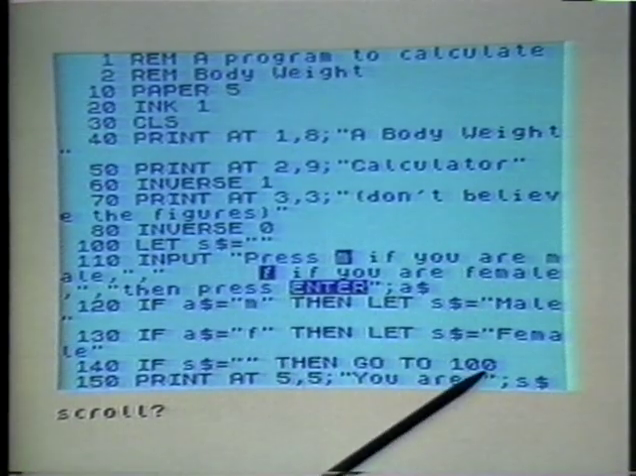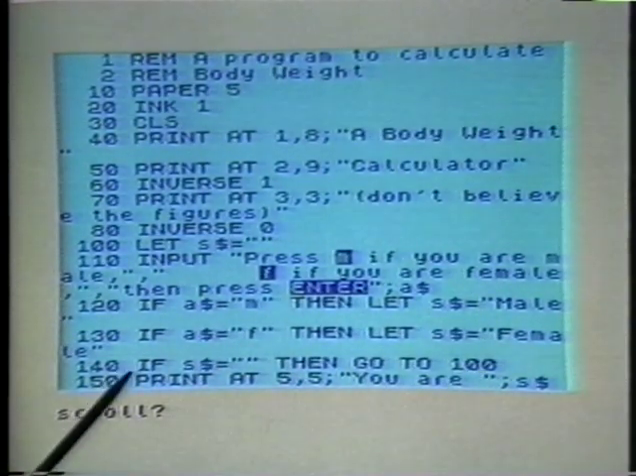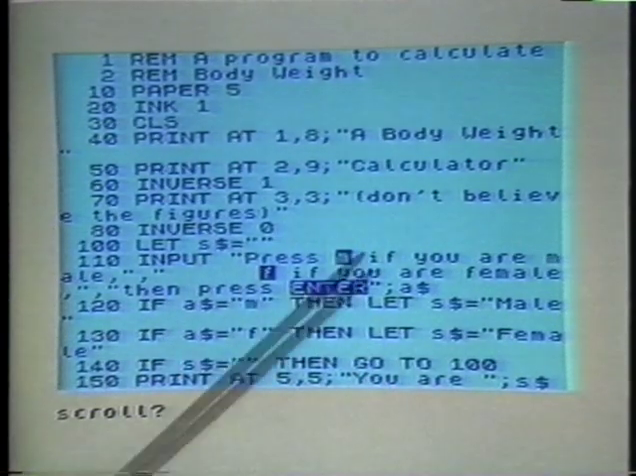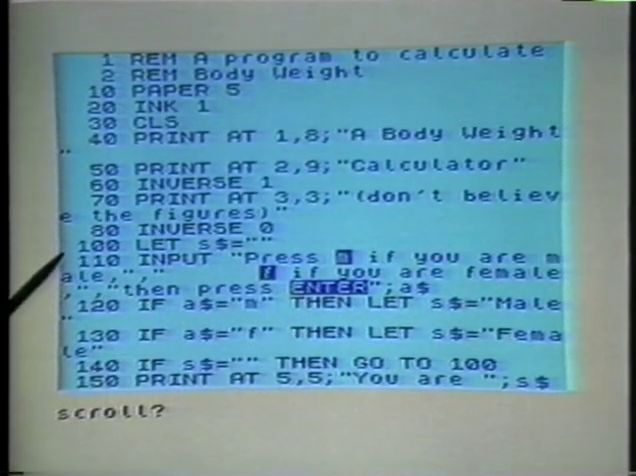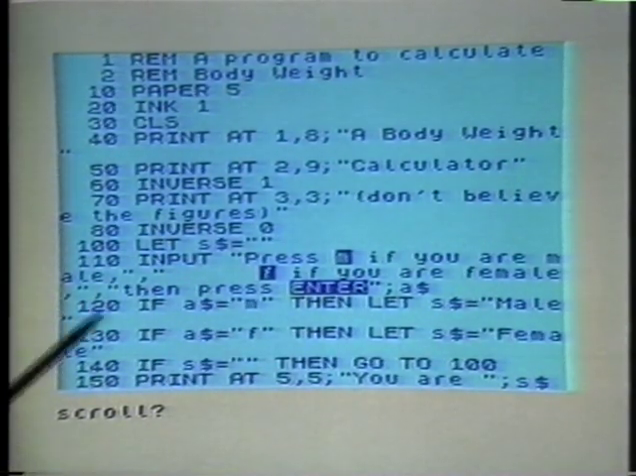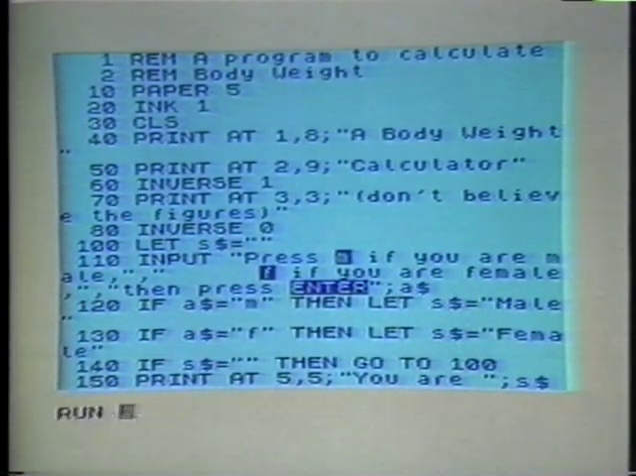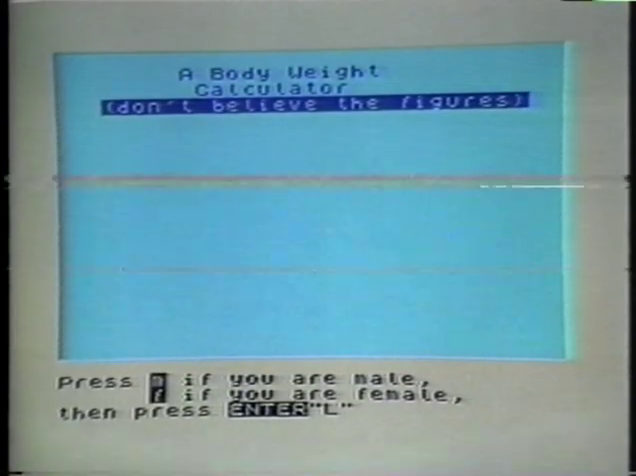Then go to 100. So an if statement can make us jump to another part of the program. That means line 100. Where's line 100? There it is. We'll go round again. Let's run the program to see if that works. Here's the first question. Press M or F. Well, suppose I press D. It's neither M nor F. When I enter that, I get the same question back again. The program knows it isn't an M, it isn't an F, and so it asks me the question again.